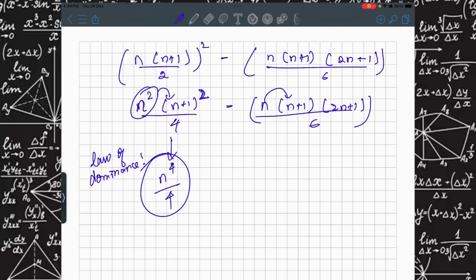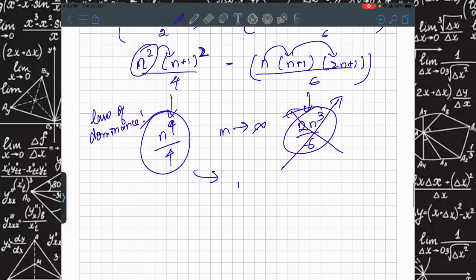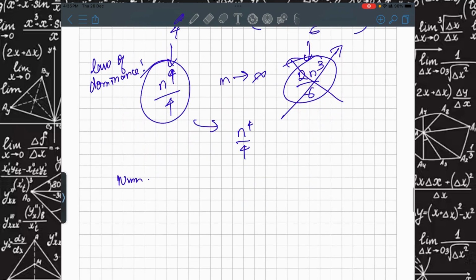Similarly, n into n square into 2n cube. So it is 2n cube divided by 6, right? And again, according to law of dominance, n power 4 rises exponentially as compared to 2n cube. So we need to neglect it as n is tending to infinity. So I neglect this term. This is not needed. n power 4 is our answer for the denominator part. Okay, so numerator is nothing but n power 4 by 12, if I'm not wrong.